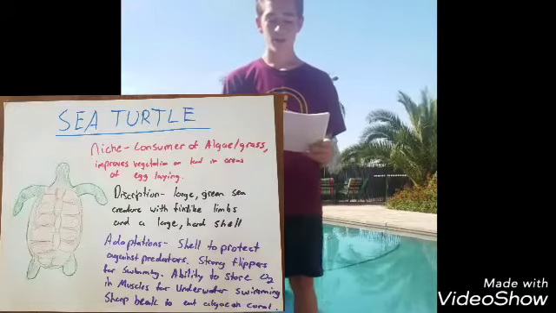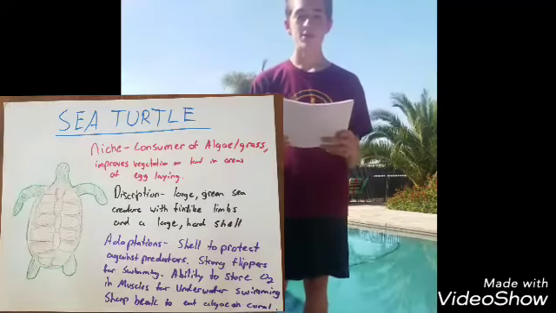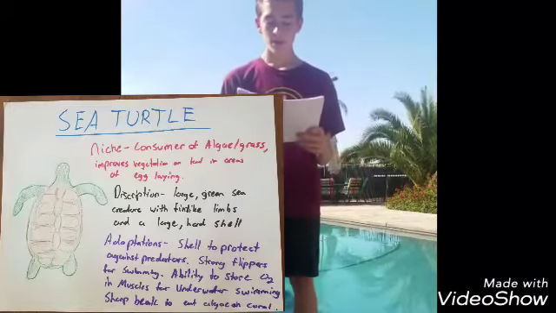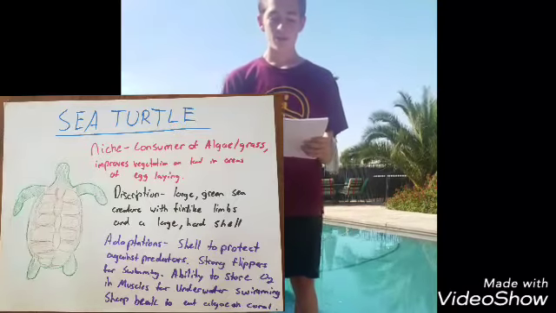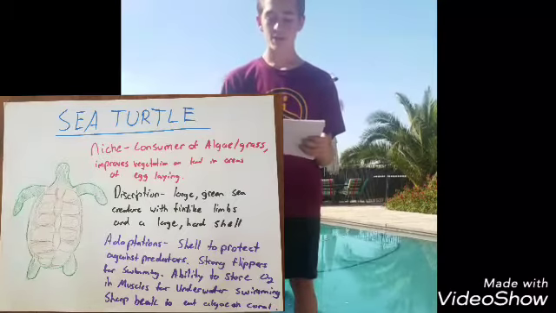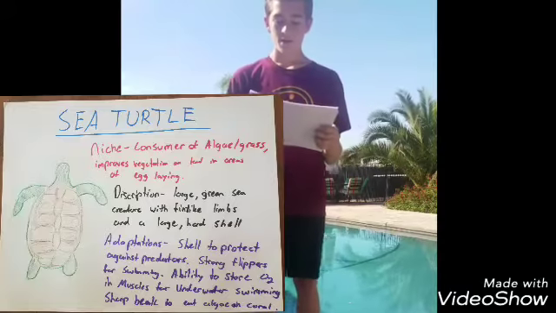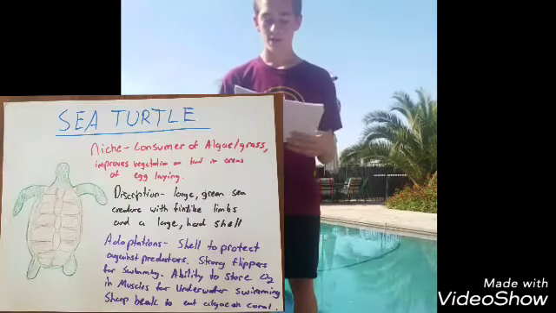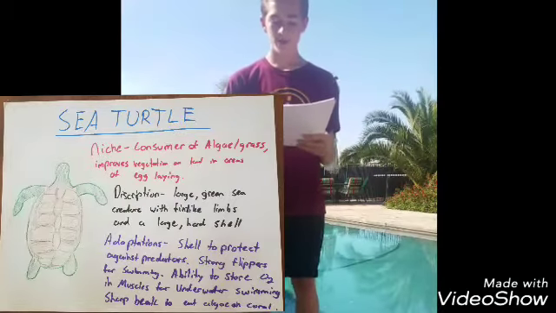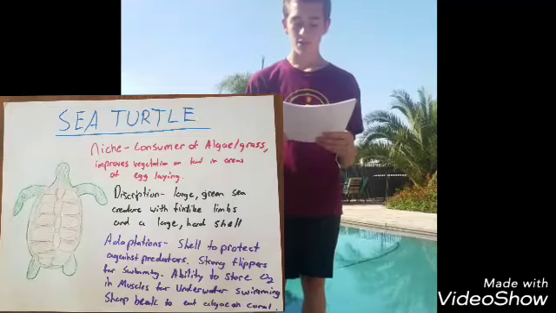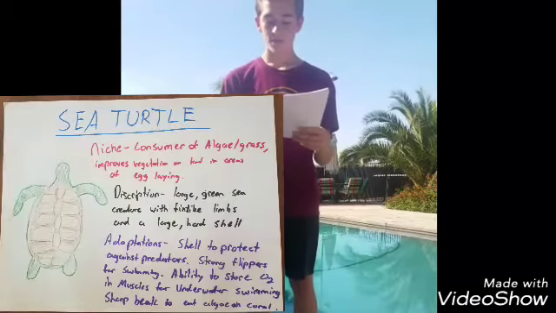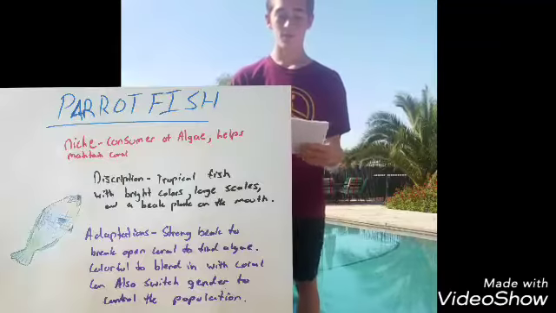The sea turtle is a large green sea creature with fin-like limbs and a large hard shell. Sea turtles are consumers of algae and grass. They have adapted to predators by developing a large shell. They also have strong flippers for fast swimming, ability to store oxygen in their muscles for holding their breath, and also a sharp beak to eat algae and coral.